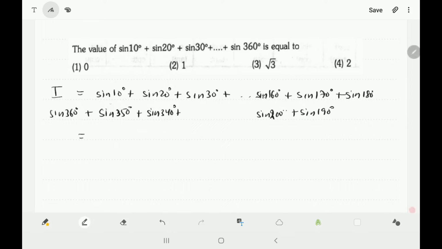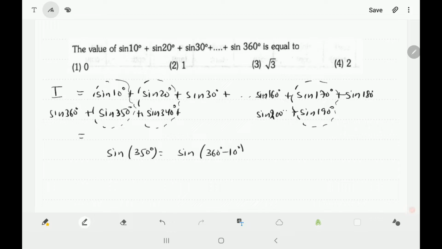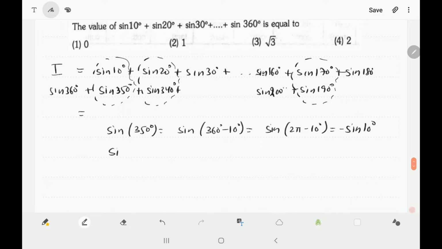If you see, the sum of angles of these two terms is 360 degrees. Similarly, the sum of angles of these two terms is 360 degrees, and of these two terms is also 360 degrees. So if I write sine of 350 degrees as sine of 360 minus 10 degrees, it is the same as sine of 2 pi minus 10 degrees. It is in the fourth quadrant, so this value will be minus sine 10 degrees. Similarly, I can write sine of 340 degrees as sine of 360 minus 20 degrees.